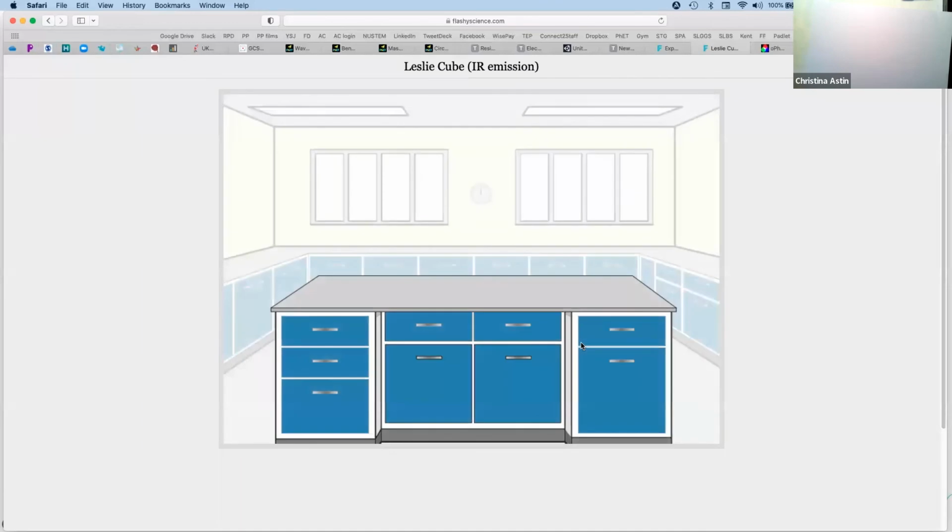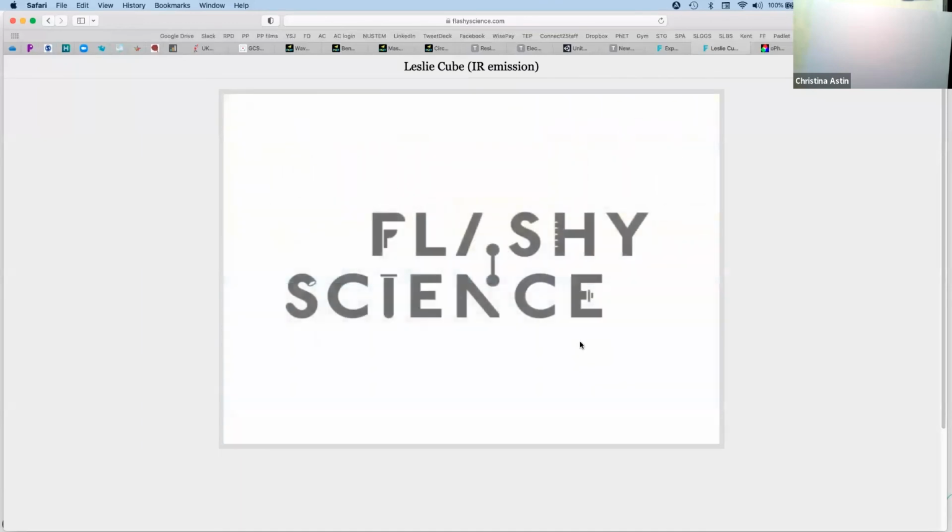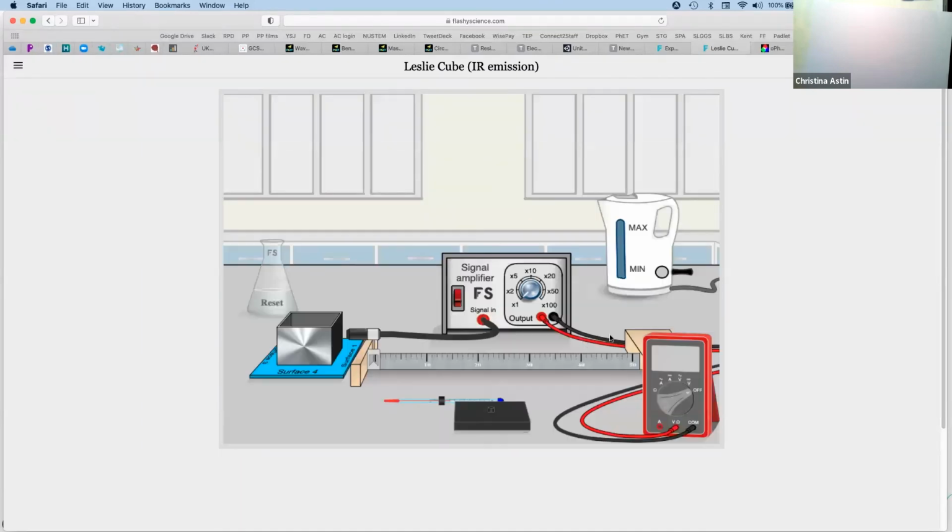So we press go, and here we go. And just to let you know, on that previous page that I showed you, there are worksheets available. There are lots of instructions. It's really full of really useful stuff.